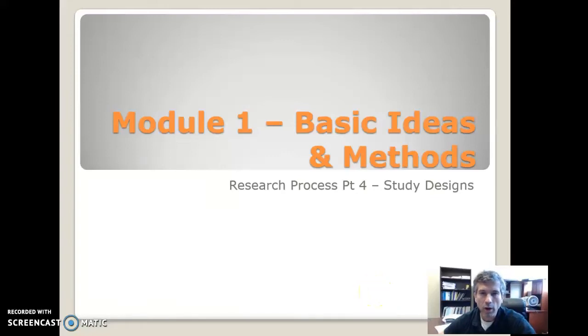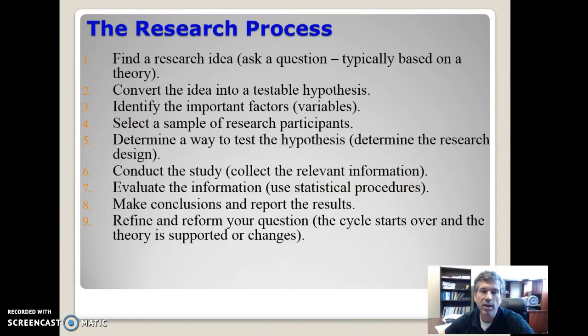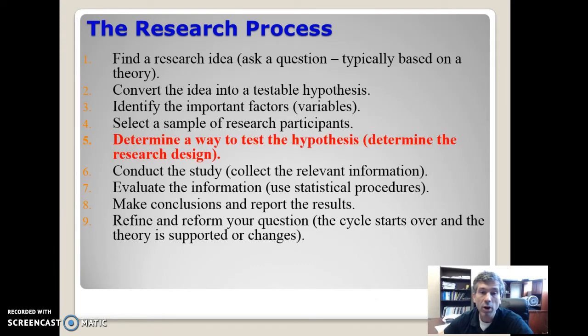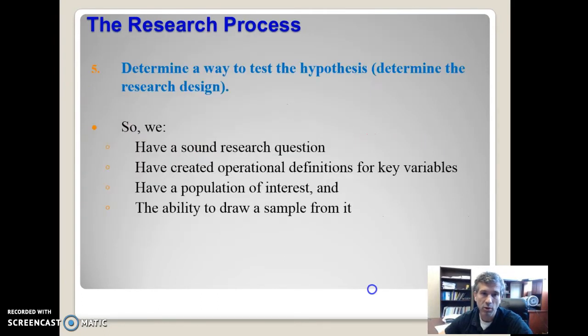And welcome back. We're going to continue talking about the process of research by discussing some different forms of study designs. So, if you remember, we have covered steps 1 through 4 in the first several sections of this research process material. So today we're going to be talking about step 5, where we figure out how we're going to test our hypothesis that we've made.